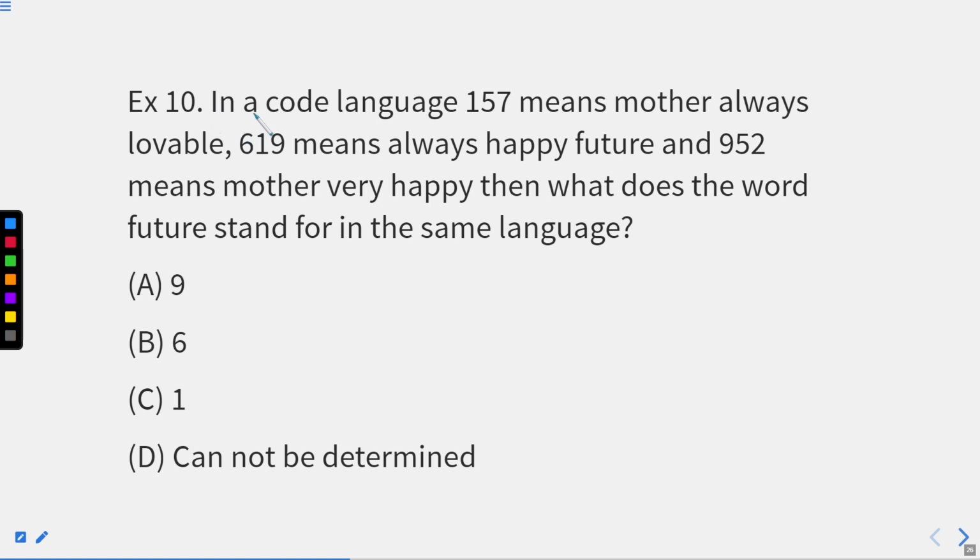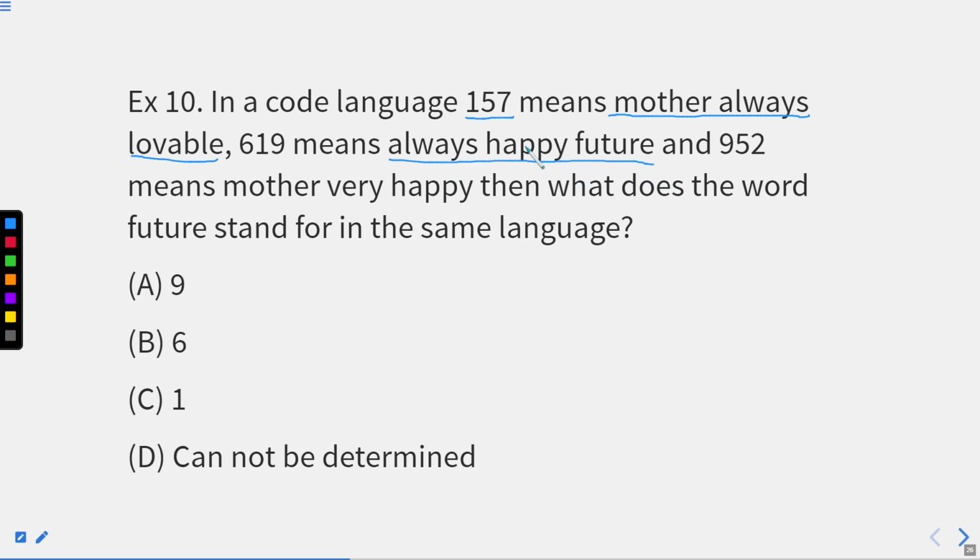That is question number 10 with a different kind of concept. Eventually we are using numerical letters, we are using alphabets in order to get closer to our answer, in order to find the concept behind it. Okay. So now question number 10 says, in a code language 157 means mother always lovable. Now you understand, we have three numerals and eventually we'll have three words. In the same manner, 619 means always happy future.